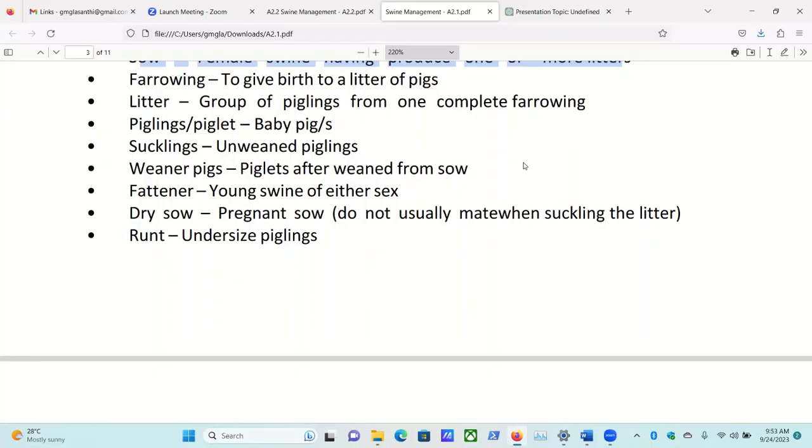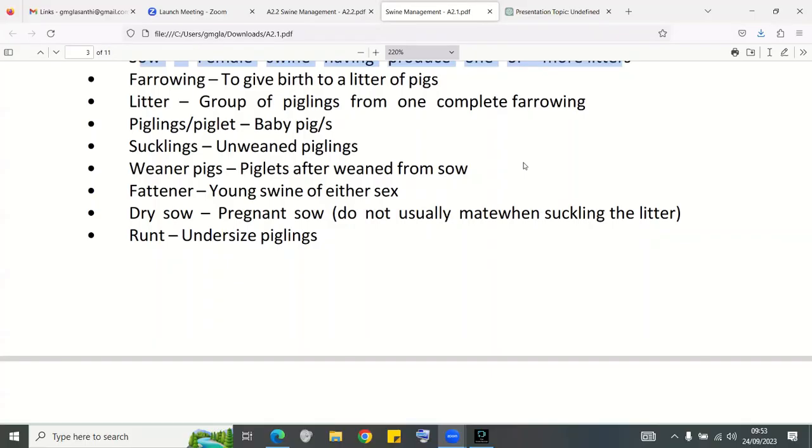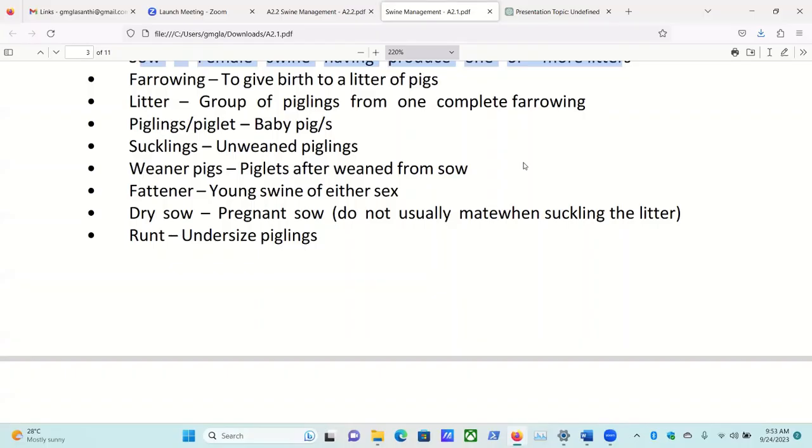As you know, swine is a prolific animal. Prolific means animals that give birth to more than one offspring at a time. Normally pigs give birth to 8 to 12 piglets at a time.